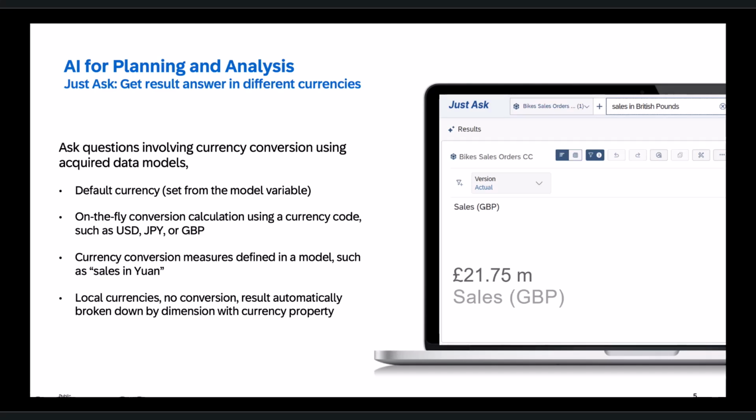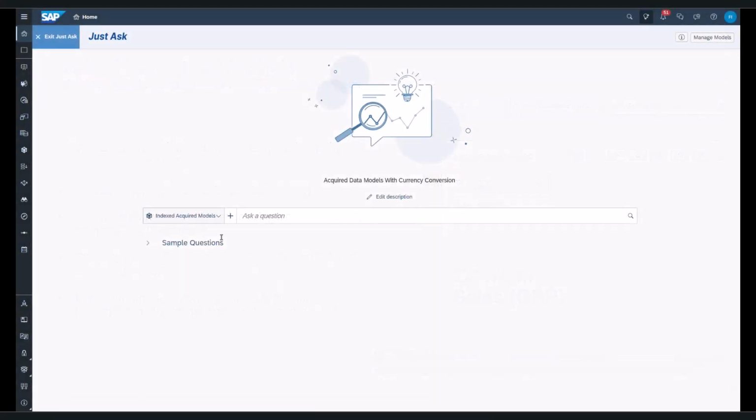Just Ask is the new natural language query feature. It aims at enabling content consumers to get answers on their own. This release introduces the ability to ask for results in a specific currency. This is available with acquired data models. Different conversion methods can be triggered depending on how the model is defined. Let's see this in action.